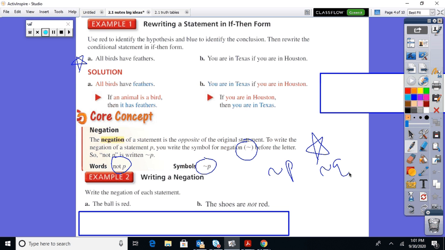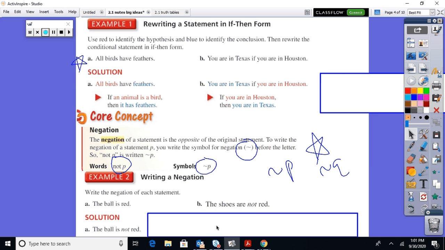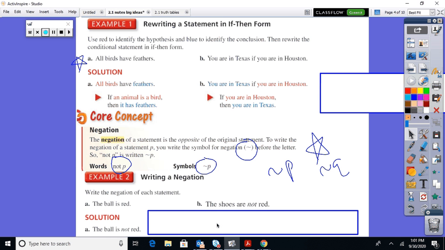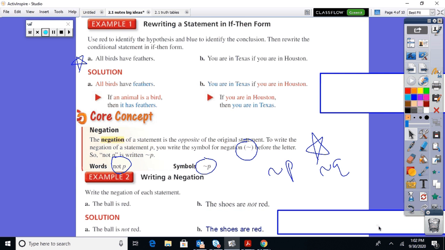And here's what it would mean in example 2. Write the negation. So of course, the ball is red. The negation is the ball is not red. And if you have not in the beginning like B, then you take it out. The shoes are not red. The shoes are red would be the negation.